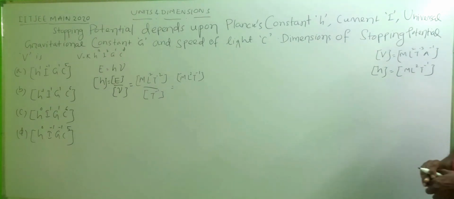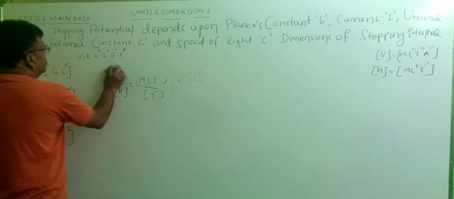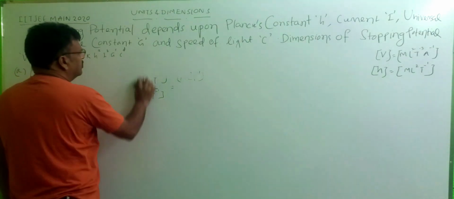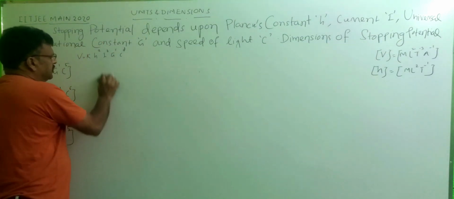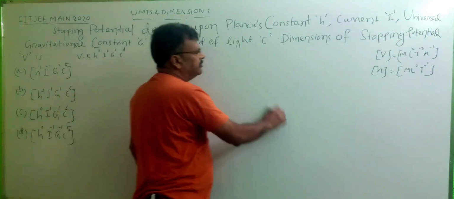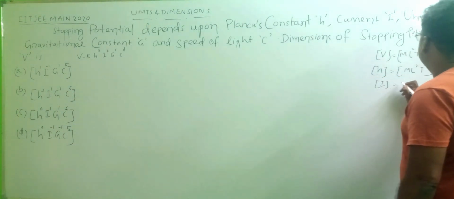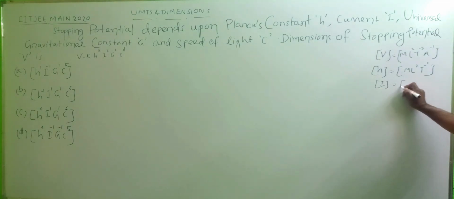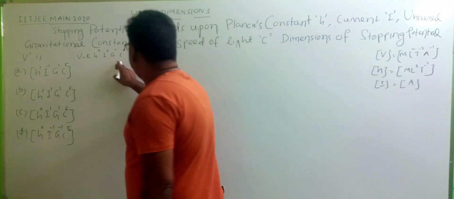Okay students? Then what about the third physical quantity? That is current, electric current, and nothing to worry. Electric current is directly written as A, ampere, A noted in square bracket. The dimensions of I is A. Okay students? And what is G?